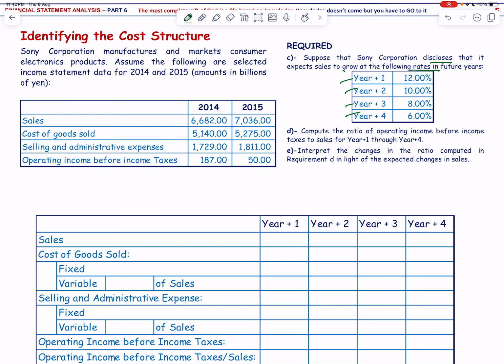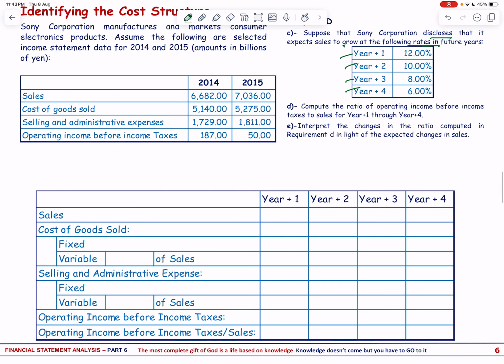So first of all, we go for the required information, and we have to project the sales. We have to project the cost of goods sold, fixed and variable both, and we have to go for the selling and administrative expenses, fixed and variable, and the operating income before income taxes. So first of all, let us look into the sales. Now the sales for the year 2015 was 7036, and the increase in sales is going to be by 12%.